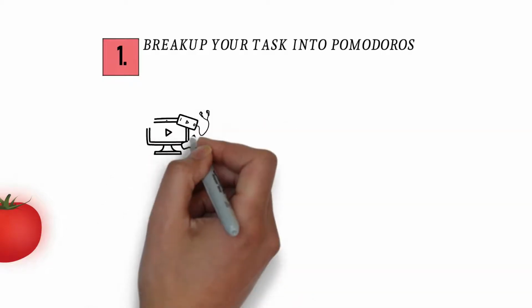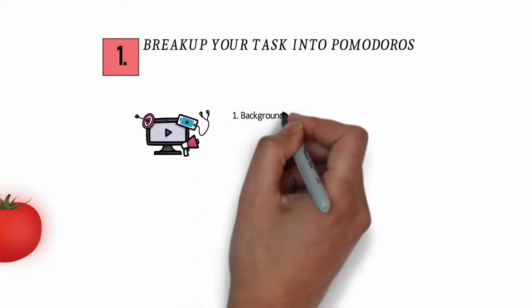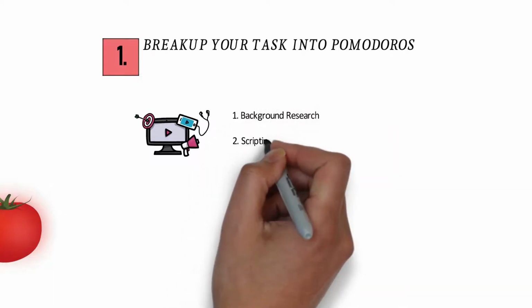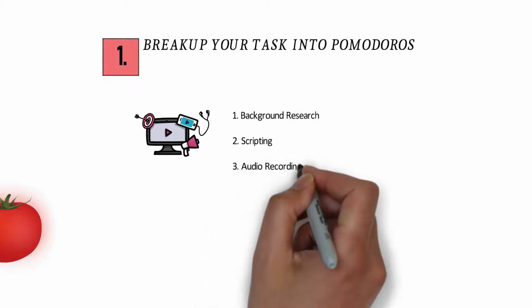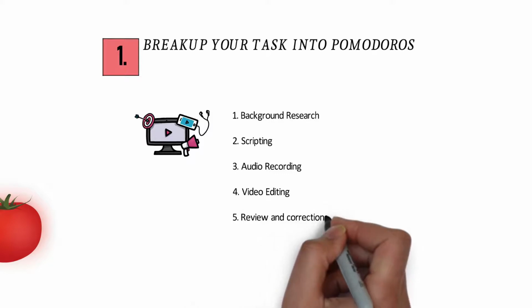Say, for example, you have to make a video. First thing, you will break it up into small tasks. Say task number 1, background research, scripting, audio recording, video editing, review and corrections, and submission.